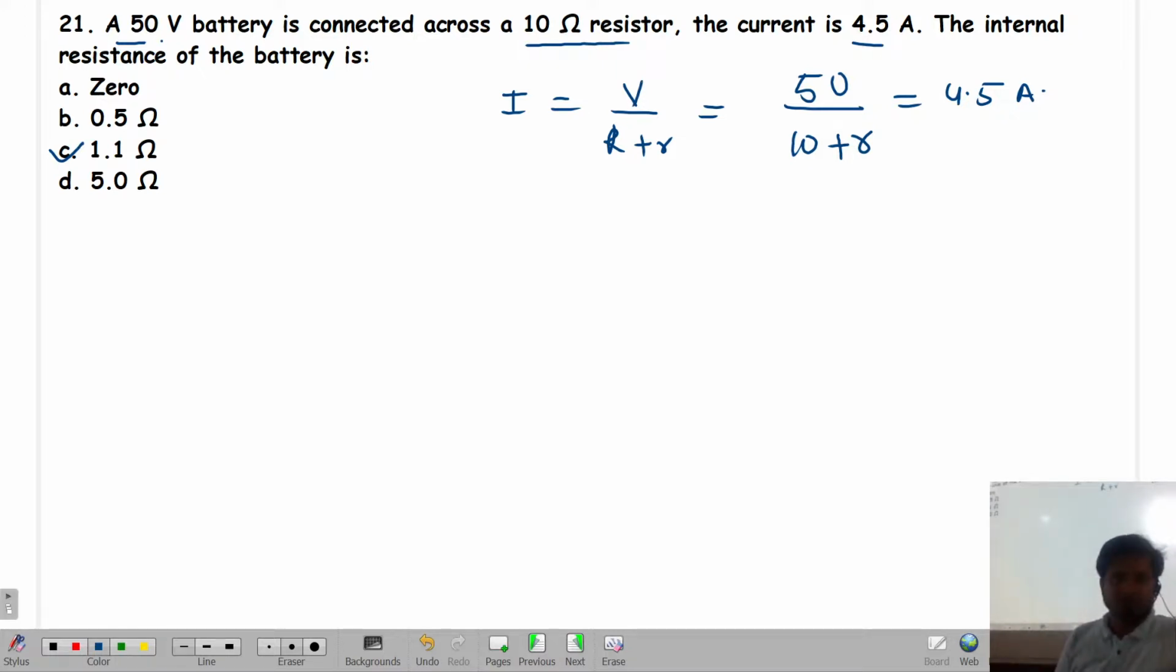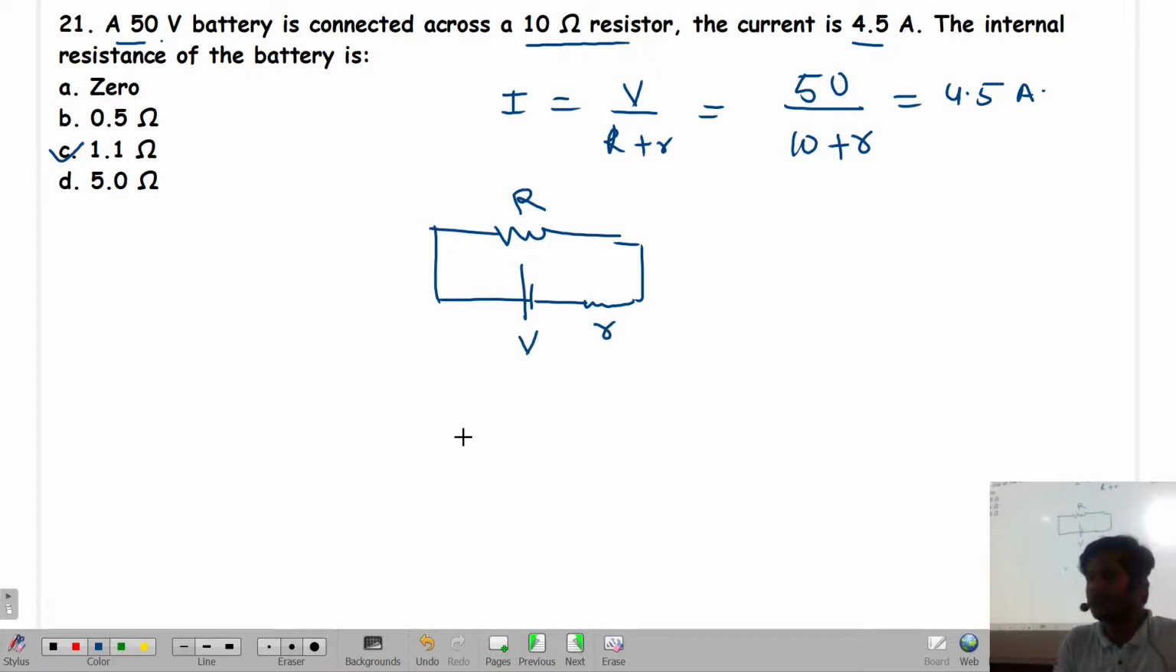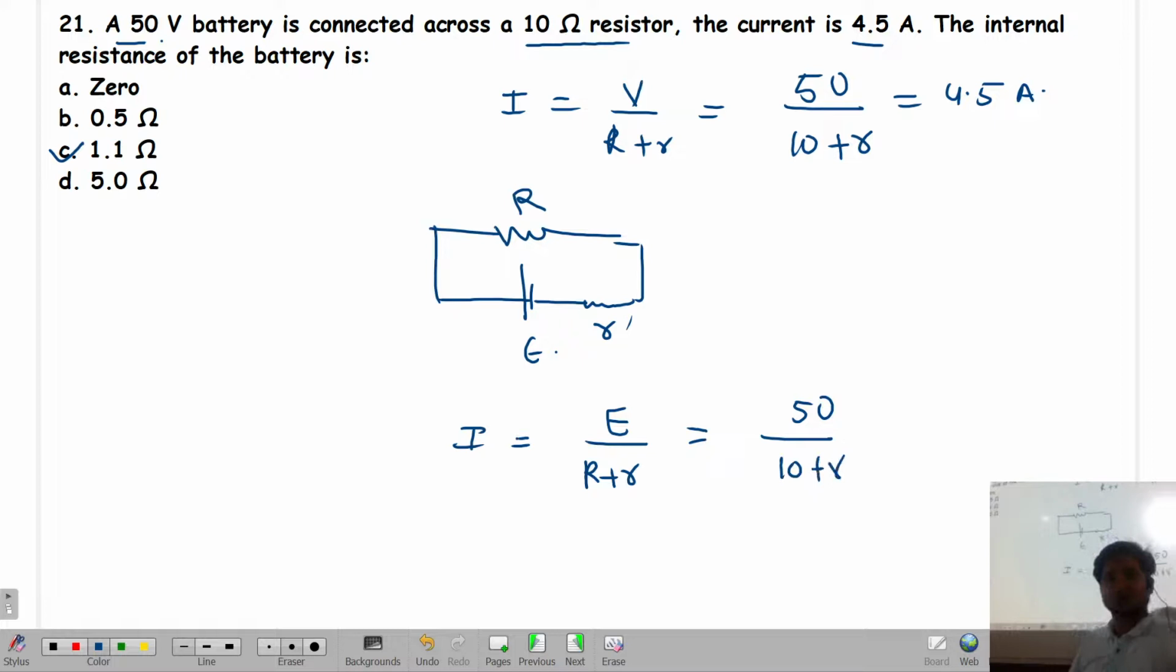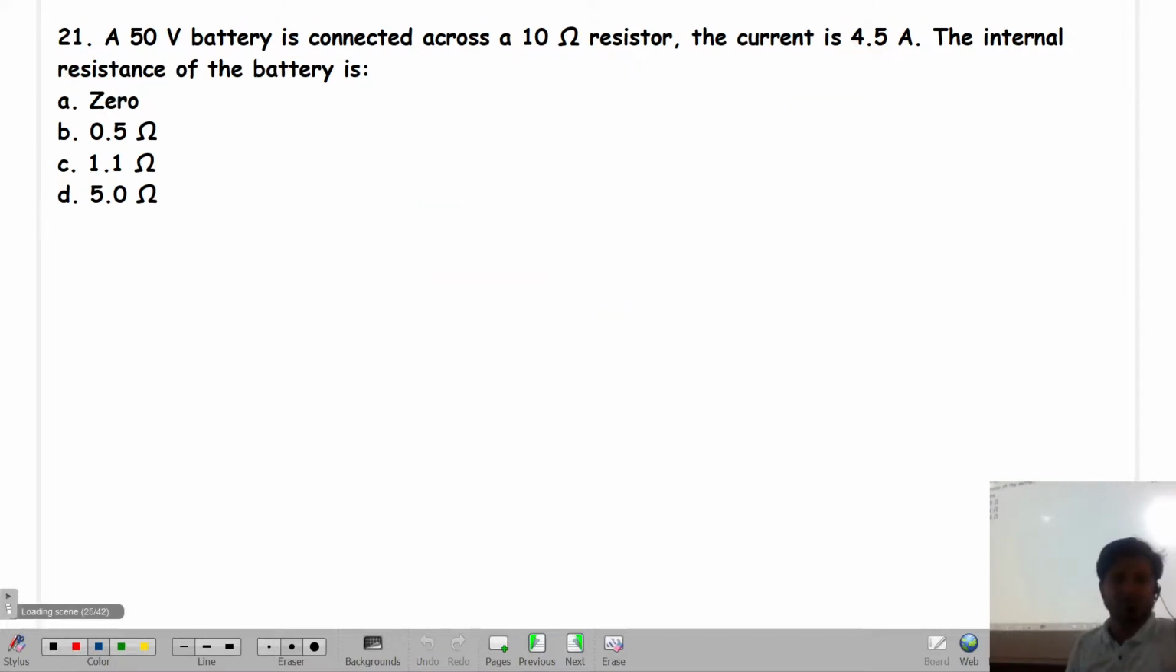If I have a resistor R, I connect it with a battery. Internal resistance is small r. The battery has EMF E. So therefore, the current passing through it will be EMF E by R plus r. Remember that it is told a 50-volt battery. That means EMF will be equal to potential difference. That is 50 divided by 10 plus r. Got it or not?